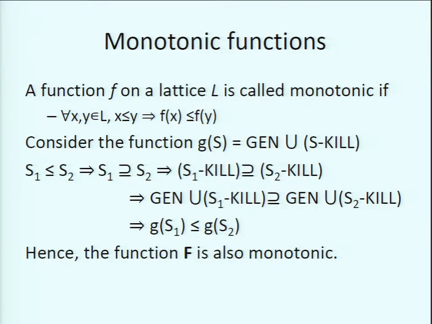You are then subtracting kill from both the sets, so again s1 minus kill will be a superset of s2 minus kill. Then you are adding gen to both the sets, so again gen union s1 minus kill will be a superset of gen union s2 minus kill, and finally this is g of s1, so g of s1 will be less than g of s2. So in other words, if s1 is less than s2, then g of s1 is less than g of s2, and our function capital F consists of these different functions g. Okay, so therefore the function f is monotonic.